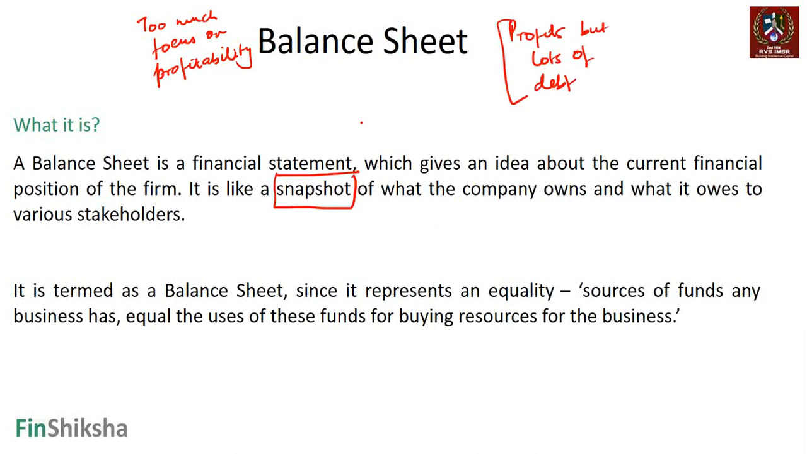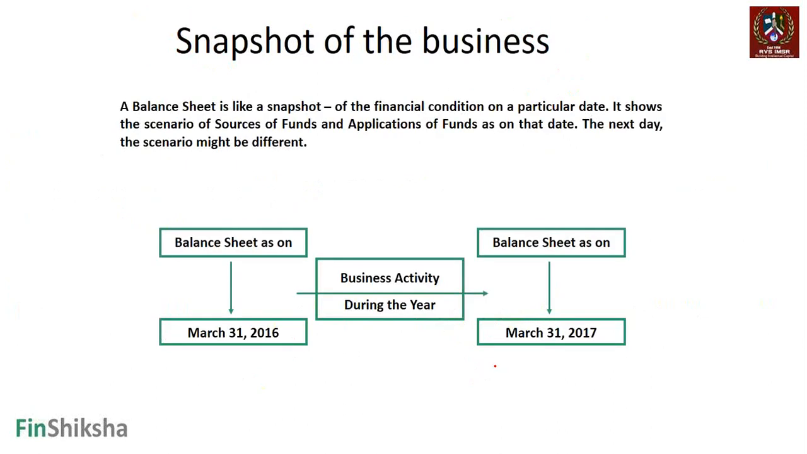So we've discussed this in the past. It's at a point of time. It's termed as a balance sheet since it represents an equality. Sources of funds have to equal the application of funds, correct? And we've already seen that sources of funds are my liabilities and application of funds are my assets eventually, correct? Now let's go ahead and dig deeper into understanding this.